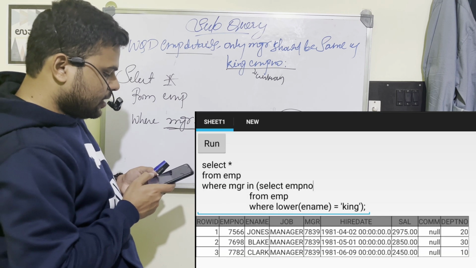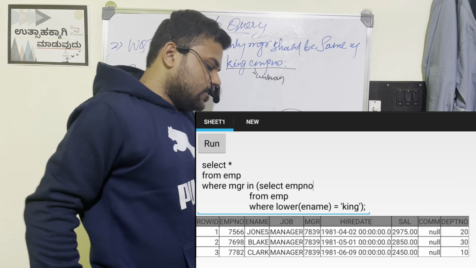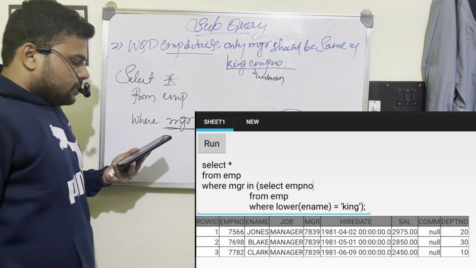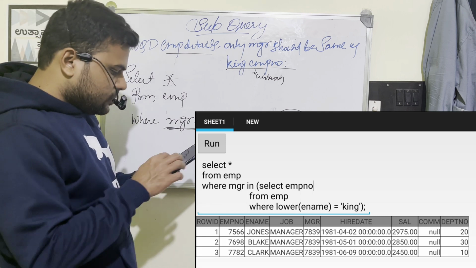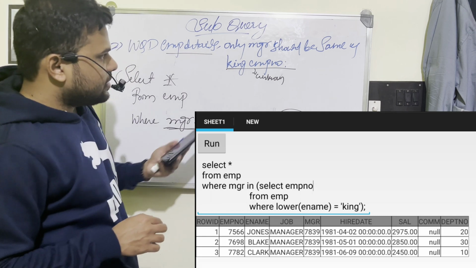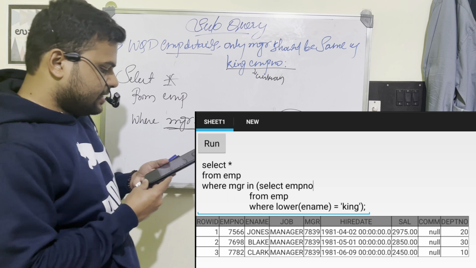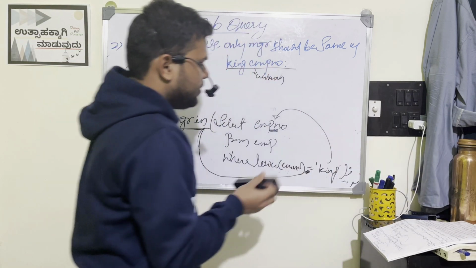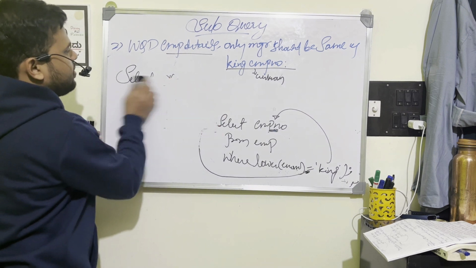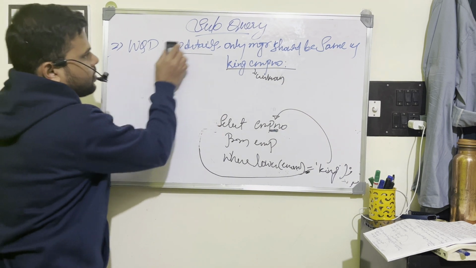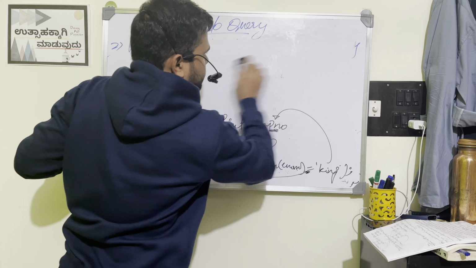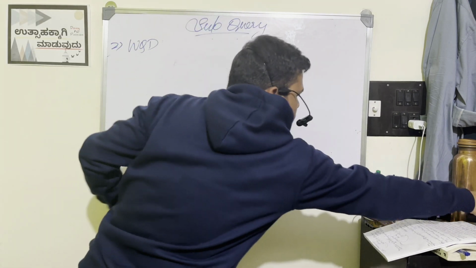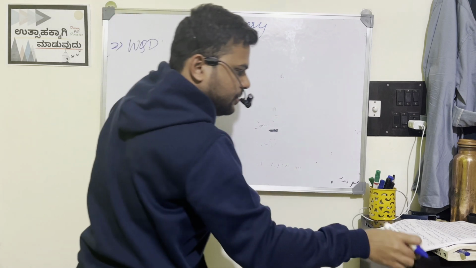See, I am here getting three records. Clerk, Blake, Johnny's, and their manager number is same, 7839, 7839 and 7839. Let me solve another one big query. The question itself is very big.